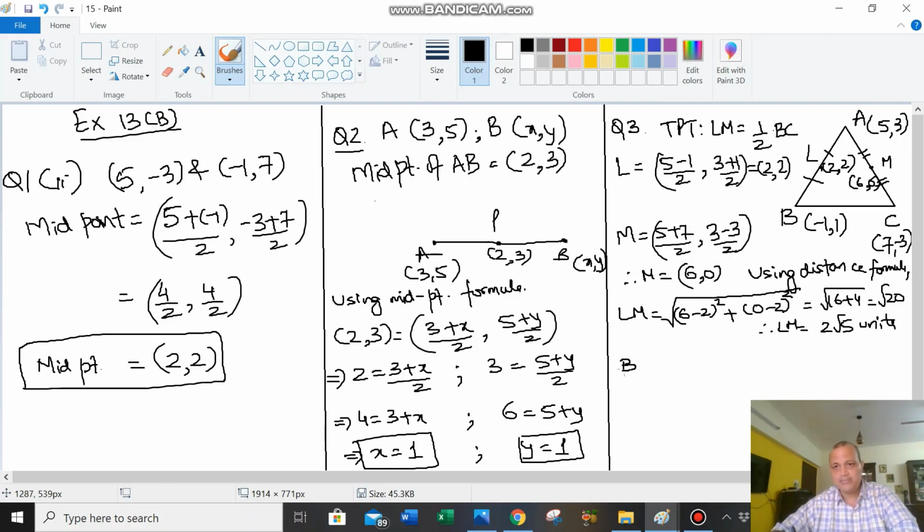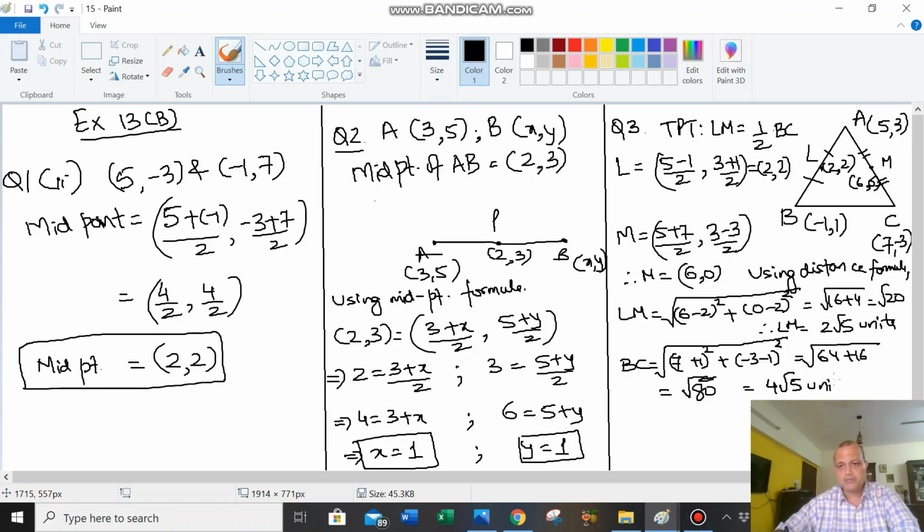Now let's calculate BC. BC is equal to the square root of 7 minus negative 1, that's 7 plus 1 whole square, plus negative 3 minus 1 whole square. So that's 8 square, which is 64. This is 4 square, that's 16. So this is square root of 80, which is 16 into 5, which means 4 root 5 units.